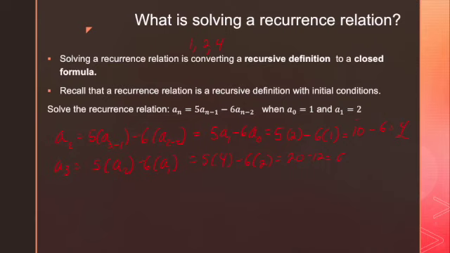Can you see what sequence we have going on here? Let's find one more term just to be sure. A sub 4 is 5 times 8 minus 6 times 4. That's going to give me 40 minus 24, which is 16. So I'm sure we can guess what this sequence is. So here I have a sub n is 2 to the n, right? Because 2 to the 0 is 1. So we get a sub 0 is 1. 2 to the first is 2. 2 squared is 4. 2 cubed is 8, and so on. So there we solved for this recurrence relation.